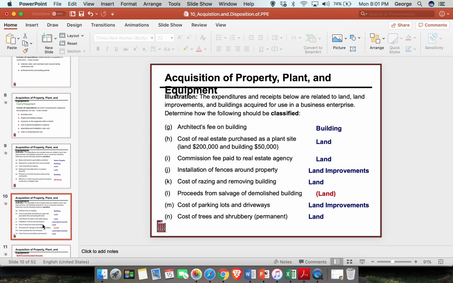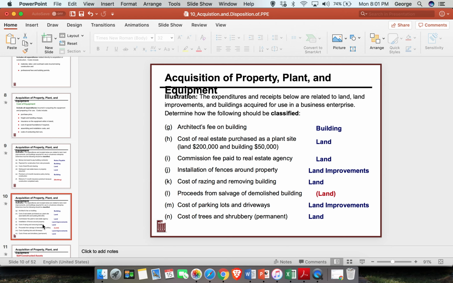Proceeds from salvage of demolished buildings. So we got some cash from that. We got some wood that we sold or copper. We reduce the capitalized part of the land. The previous cost, part of that was used for land, but we got $10,000 back. We have to reduce the amount capitalized to the land by the $10,000.